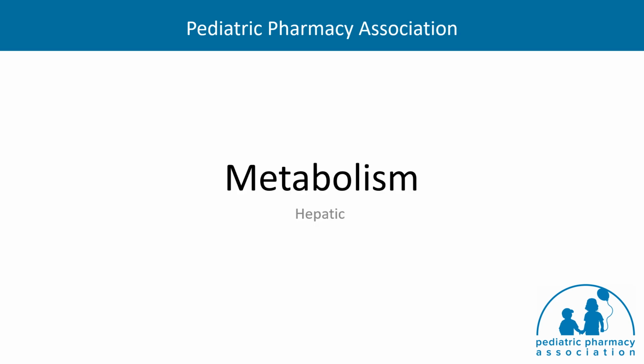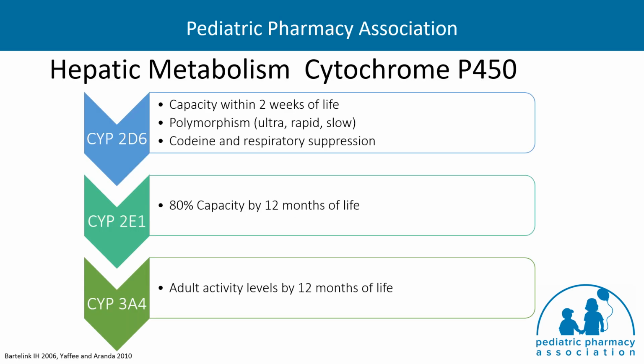Metabolism is also an important pharmacokinetic parameter to think about when looking at developmental changes, especially related to enzyme systems. Cytochrome P450 enzymes are expressed at varying capacities at birth. CYP2D6 is fully functional within the first 2 weeks of life. CYP3A4 is not fully mature until about 12 months of life. So drug metabolism can lag until the enzyme maturity is complete.